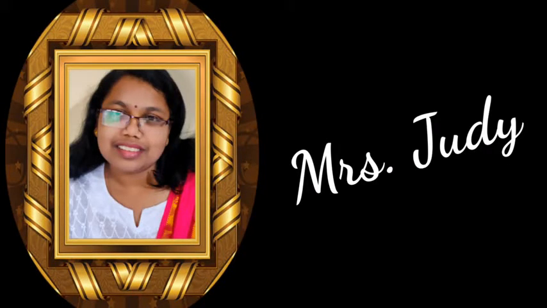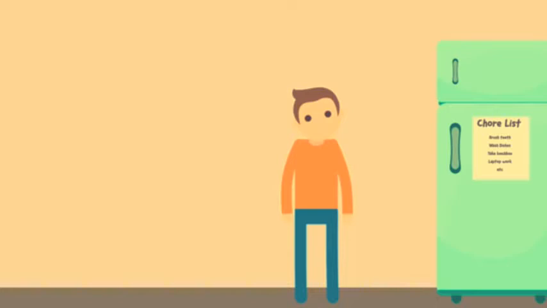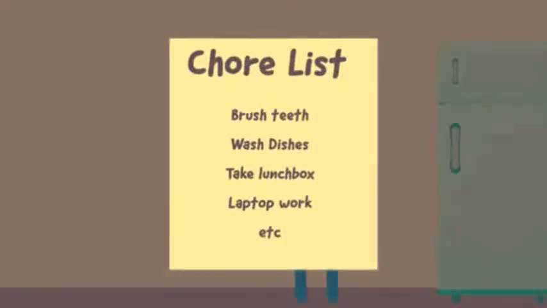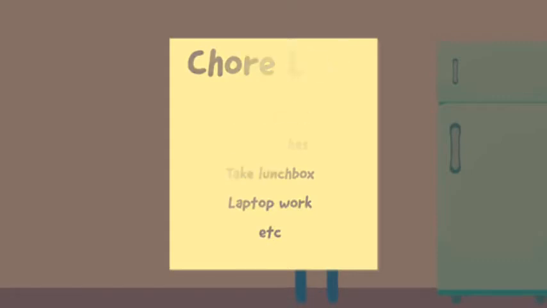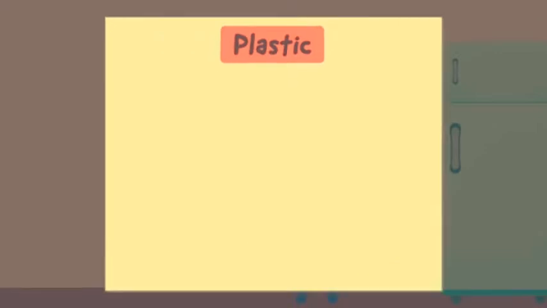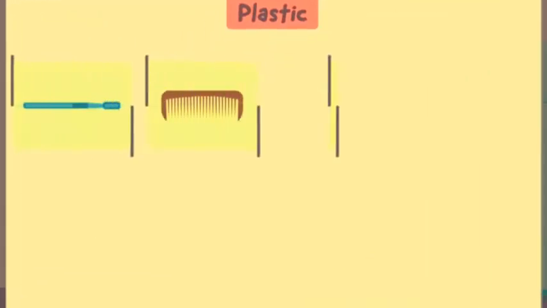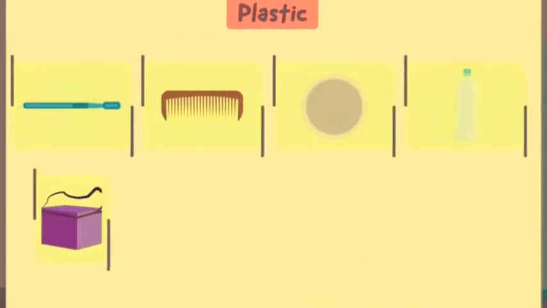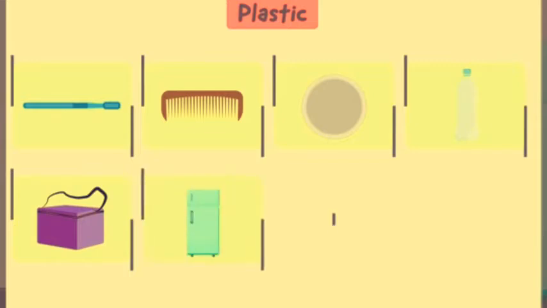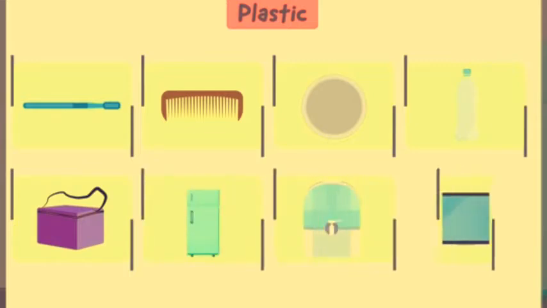Hello children, in this video we are going to study what are plastics. Now when you get up in the morning you have to do certain chores, but each and every item on this chore list is made of plastic. You brush your teeth and do all those things. Say, for example, the toothbrush that you use for brushing your teeth, the comb that you use to comb your hair, and everything that we require in our day-to-day life is made of plastics.